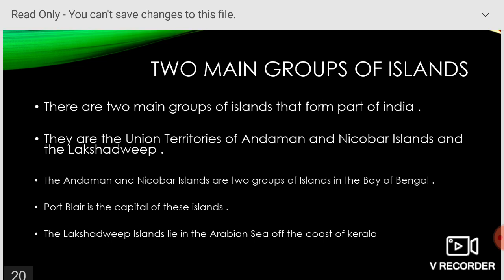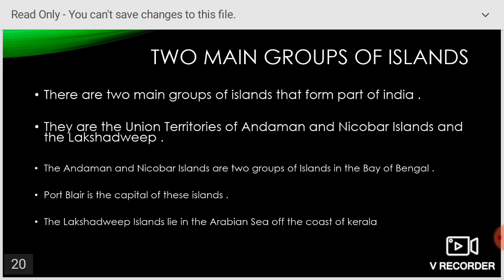The Andaman and Nicobar Islands are two groups of islands in the Bay of Bengal. Port Blair is the capital of these islands. The Lakshadweep Islands lie in the Arabian Sea off the coast of Kerala.